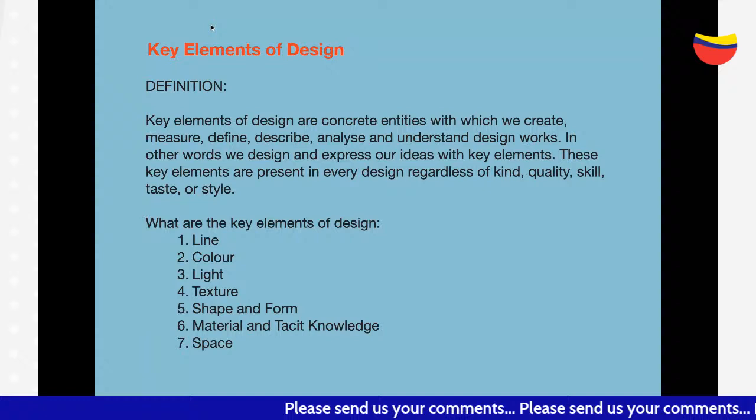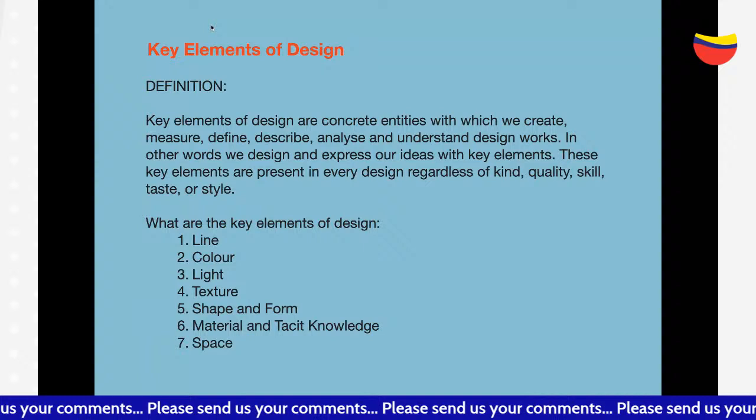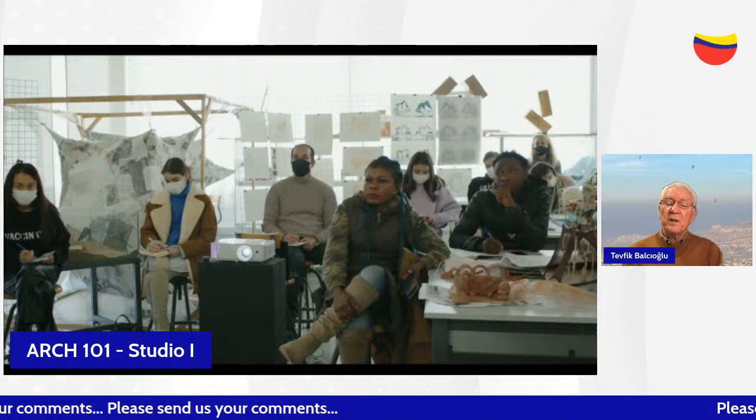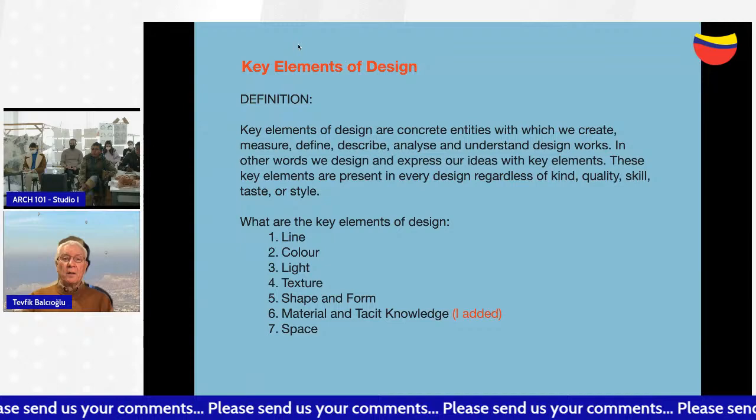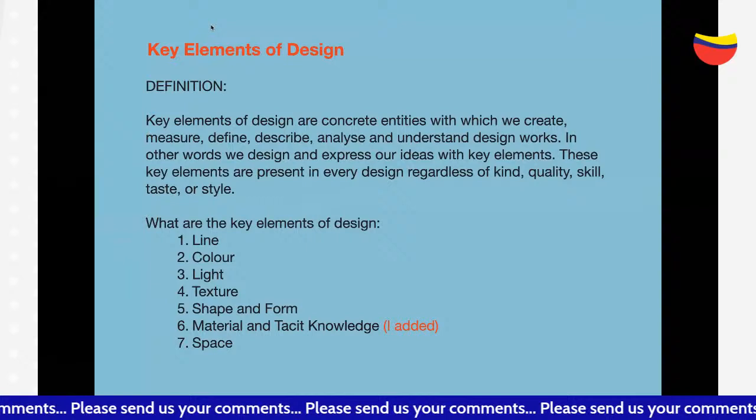So what are these key elements like? Well, line, color, light, texture, shape and form, material and tacit knowledge, and space. So here, I would like to emphasize this, material and tacit knowledge, because if you look at this list in any design book or on a website, when you are searching for key elements of design, you may not see this. So this is my addition. We can discuss it later, whether it's appropriate or not. But I personally believe that this should be one of the key elements of design.